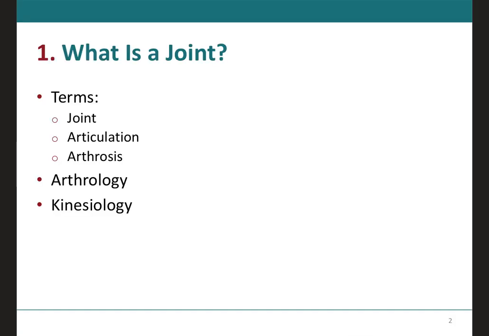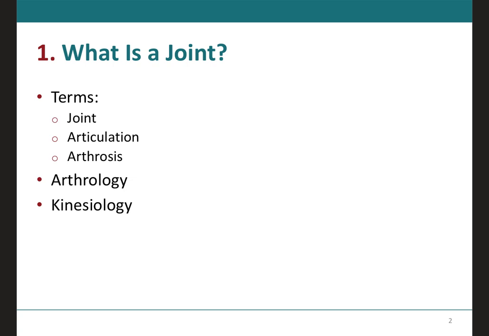A joint, which can also be called an articulation or even an arthrosis, is going to be the point of contact between two bones, between bone and cartilage, or even between bone and teeth. And the scientific study of joints is termed arthrology, and also the study of motion of the human body is called kinesiology, which kinesi means movement.